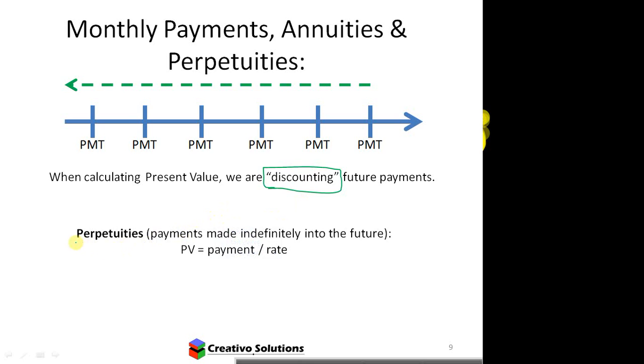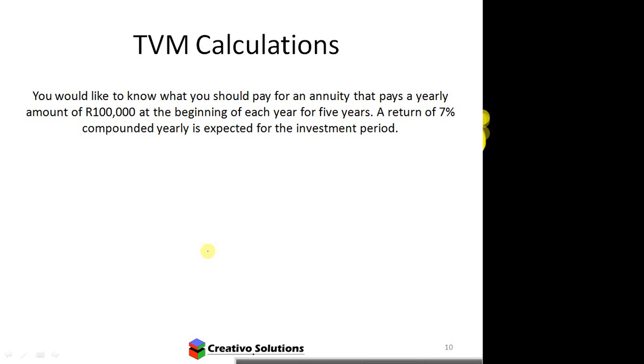Alright, what is a perpetuity? It's identical to an annuity, it just doesn't end. Think about the word perpetual. Perpetual means never ending. So perpetuity means payments that are made indefinitely, payments that never ever end. So how do I work out a perpetuity? There's the formula. Present value equals the payment over the rate. That's a perpetuity.